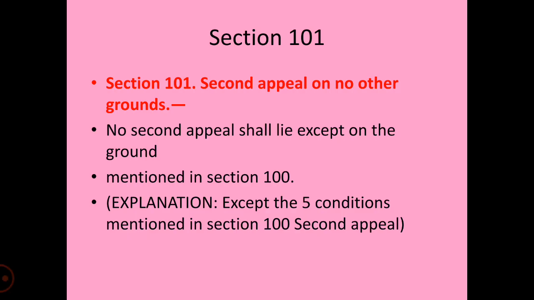In the previous video, we learned about section 100 and section 100A under Part 7, Appeals, under the heading appeal from the appellate decrees. Section 100: second appeal. Section 100A: no further appeal in certain cases. Now, section 101: second appeal.